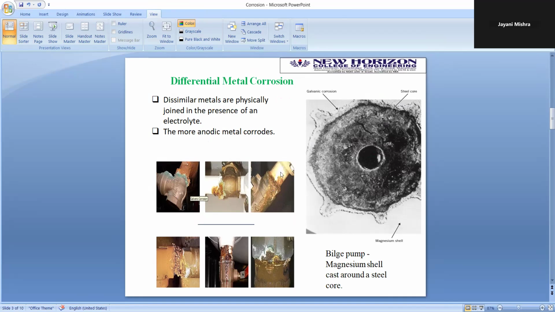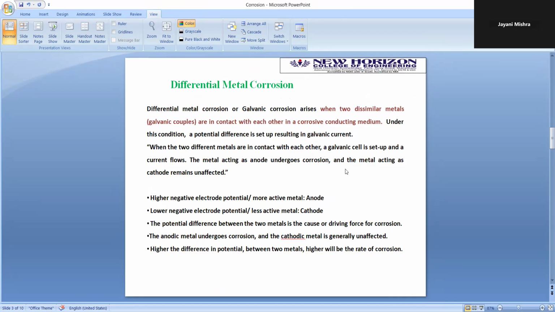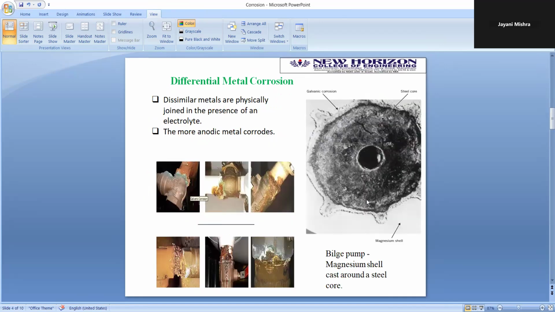It is corroding faster, and the amount of corrosion is increasing towards the anode as we move further away from the cathode junction. Here magnesium is getting corroded when it is in contact with iron. So what we can infer is that when two dissimilar metals are in contact with each other, a galvanic cell is set up and current flows. The metal which is acting as anode will undergo corrosion, while the metal which is acting as cathode will remain unaffected.